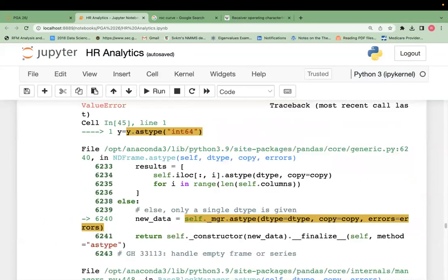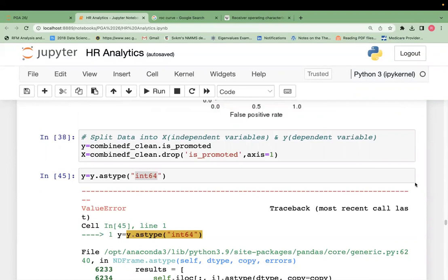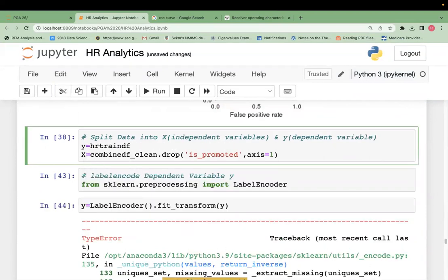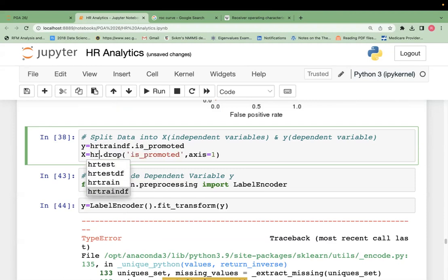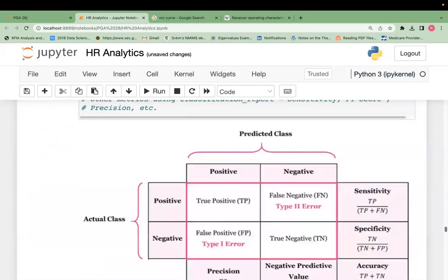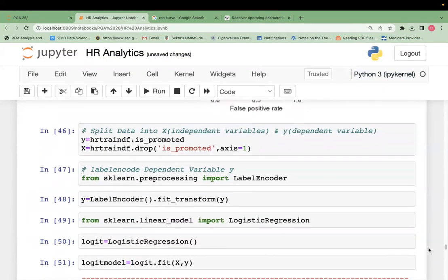Oh, this also we got an error. I am using the wrong data. No, we have already split the data. It should be hr_train_df dot is_promoted, not combined_df_clean. We have split the data, right? That's what I'm having doubt about, where I made this mistake. See, I have used combined_df. Let me check once. I'll confirm what mistake we are making.